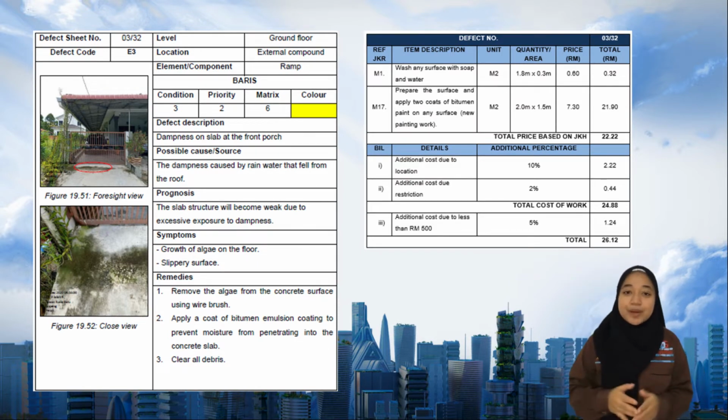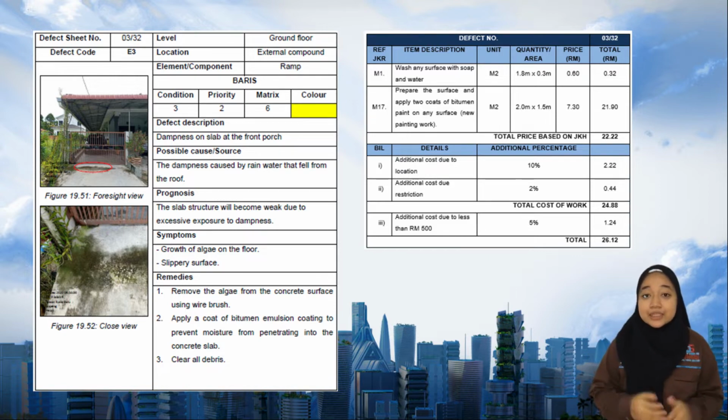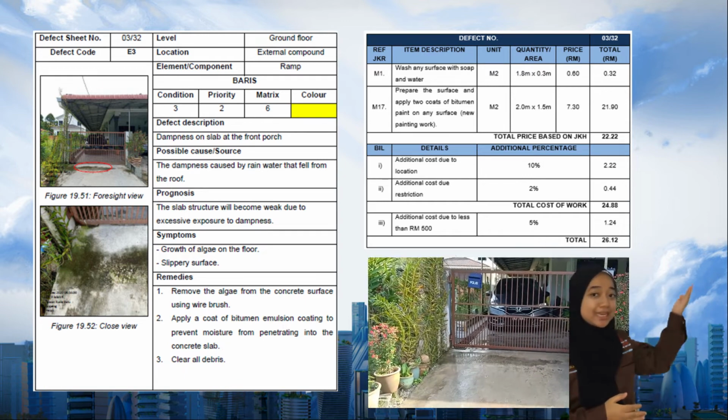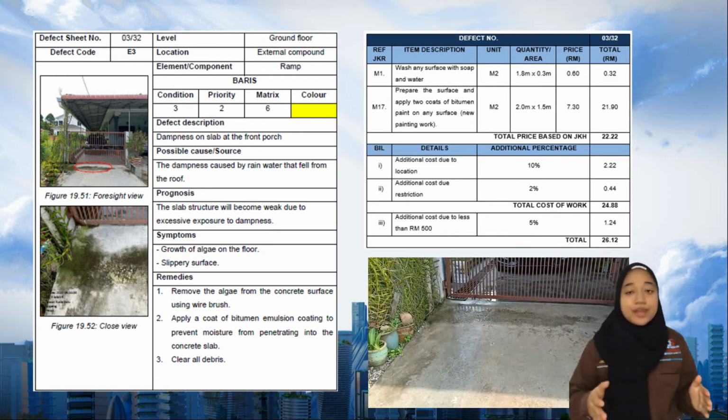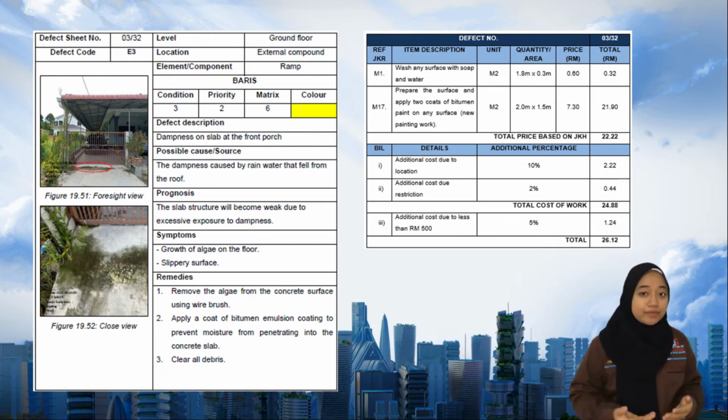So thank you, Omar. I will continue to explain about another building defect that has been found at the external compound of this house. So as you can see in this picture, this defect is called dampness on slab at the front porch due to rainwater falling from the roof.